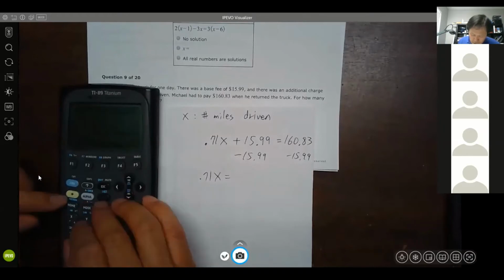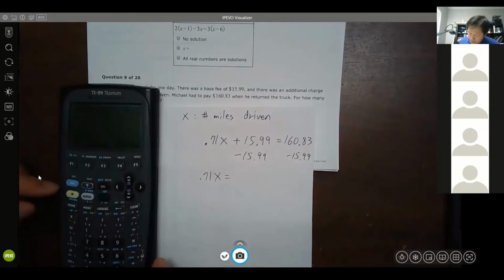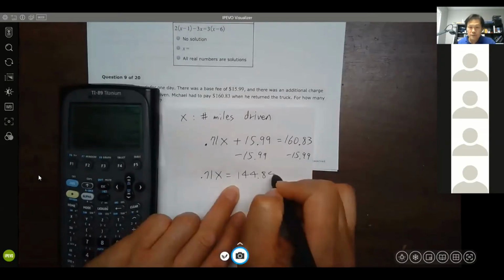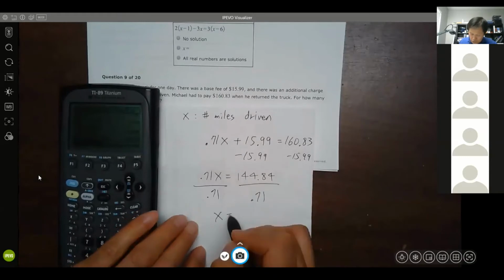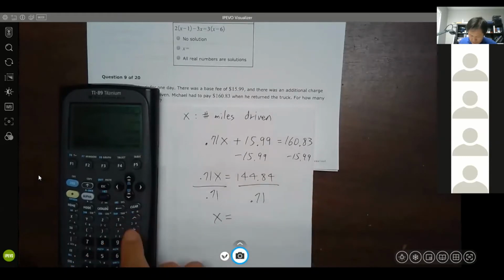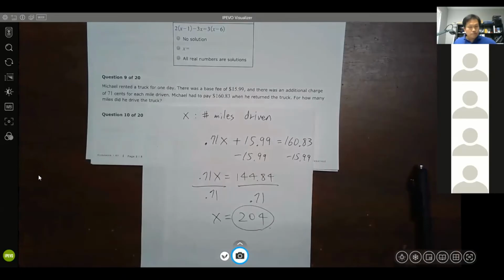Did anybody do a calculation already? So I got 144.84. Then divide by 0.71, x equals 144.84 divided by 0.71. I got 204 miles. Are we good here? Yeah.